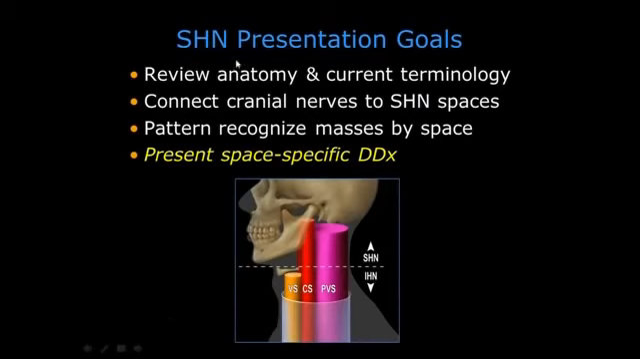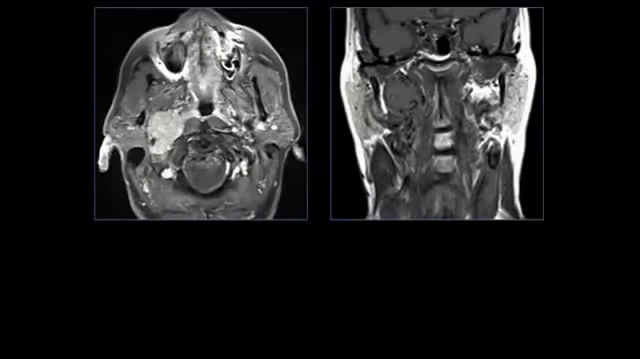In that time, we'll talk about the anatomy and current terminology. We'll talk a little bit about cranial nerves again and patterns of mass development and recognition, and finally some space-specific differentials. I'm going to show you two approaches that I've found myself using for many years.